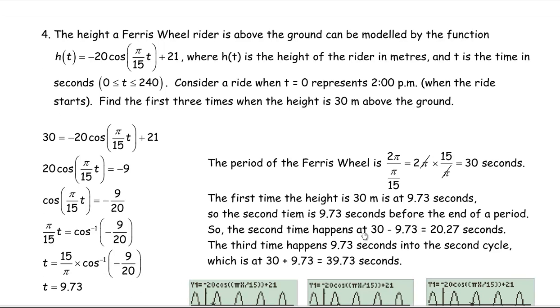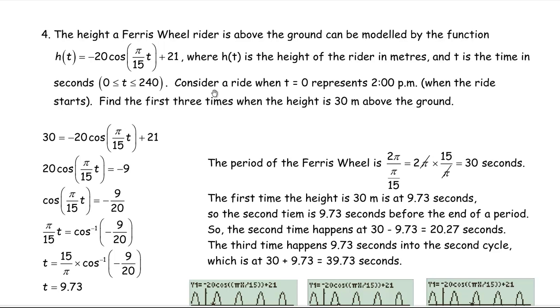Question number 4 here. The height of a Ferris wheel rider above the ground can be modeled by the function h of t equals negative 20 cos pi over 15t plus 21. So h of t is the height of the rider in meters, and t is the time in seconds. And we're only considering this for times between 0 and 240 seconds.